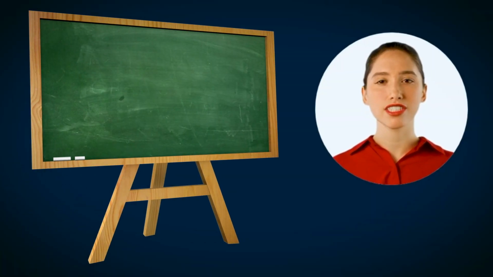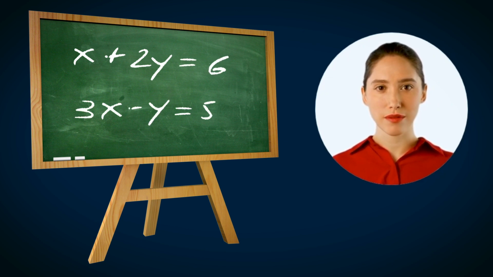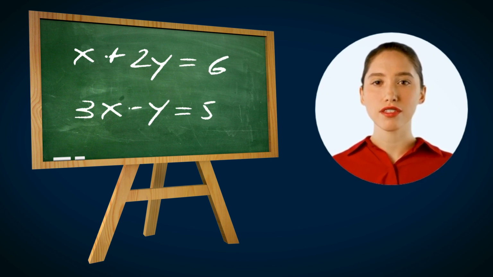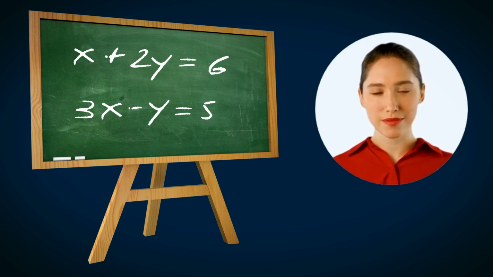Now, here's a quick challenge. Consider the equations x + 2y = 6 and 3x - y = 5. Which solution technique, graphical, substitution, or elimination, do you think would be easiest to use here? Think about your answer, and then we'll discuss it in the following videos.